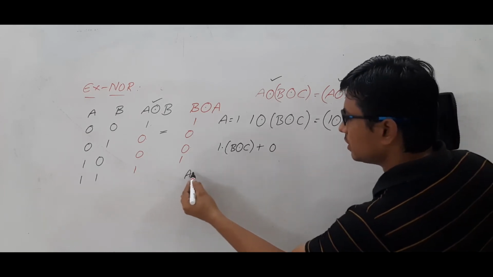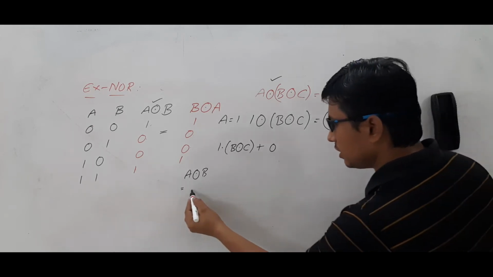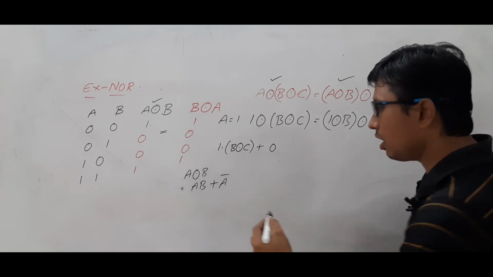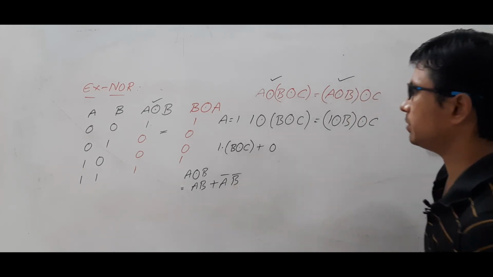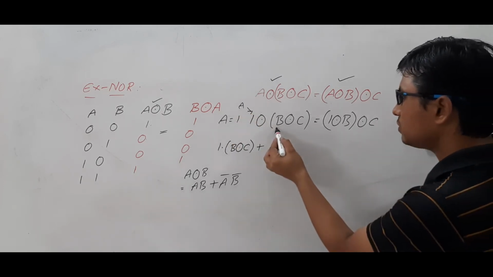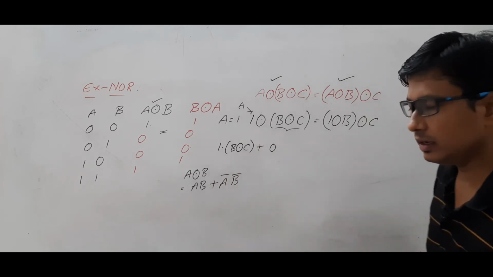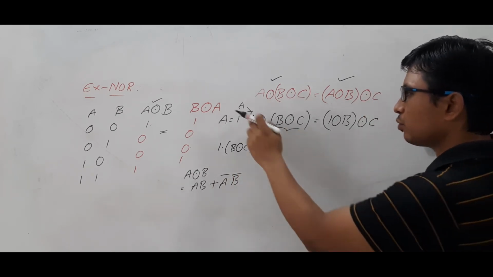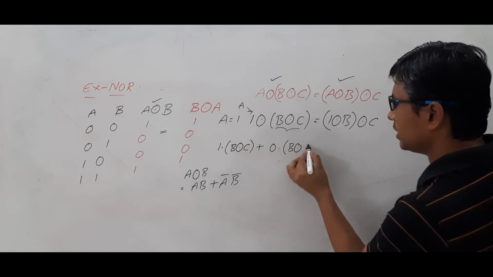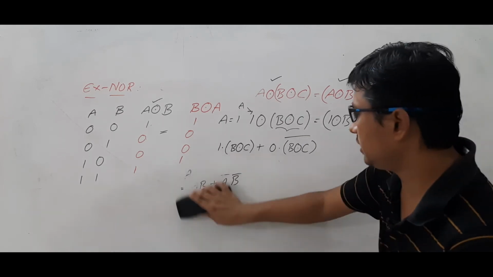What is this? A exclusive NOR B can be written as AB or A complement and B complement. Here, what is the A value? The A value is 1, and B is as it is. So what I have done: A and B, then A's complement, 1's complement will be 0, then the whole complement. Now if you see that, what can I write?